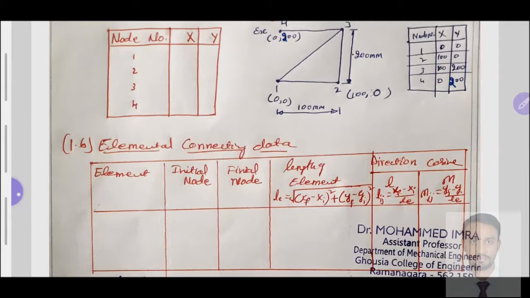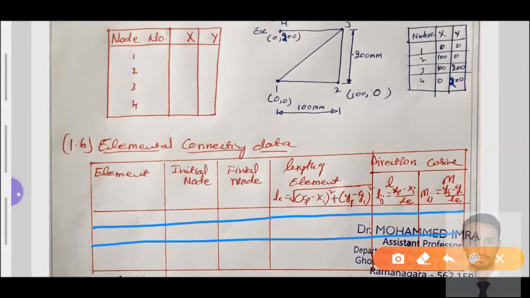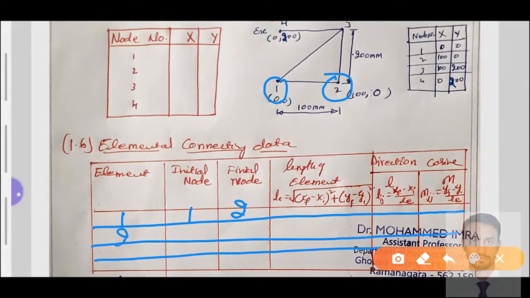How many elements have I considered? I have considered 4 elements. That means I need to draw 4 rows in a tabular column. Element number 1 starts from node number 1: initial node value 1, final node value 2. Similarly, element number 2: initial node value 2, final node value 3. Element number 3 is this one, so it starts at node number 3 and ends at node number 1, so 3 1. And element number 4 starts from initial node 3, final node 4. So likewise we need to write the elemental data.